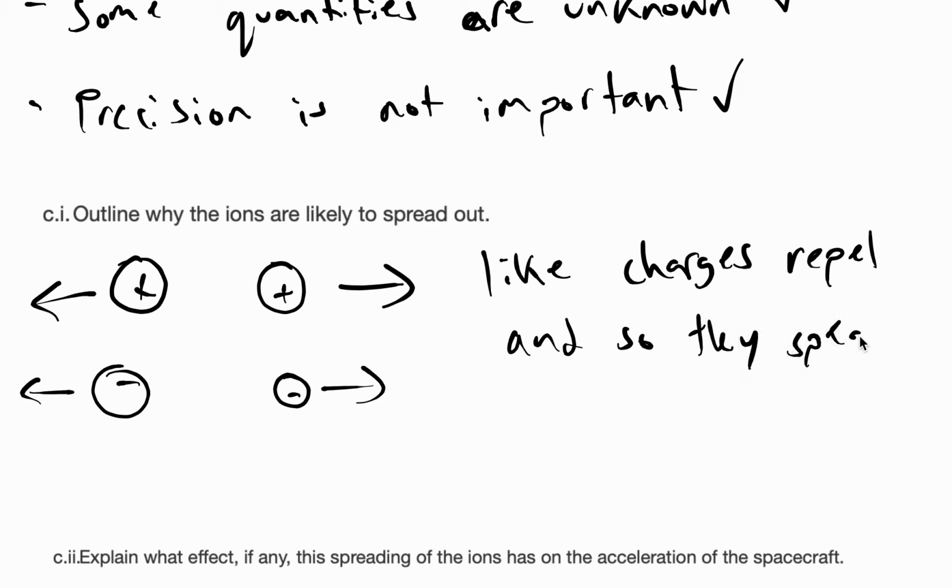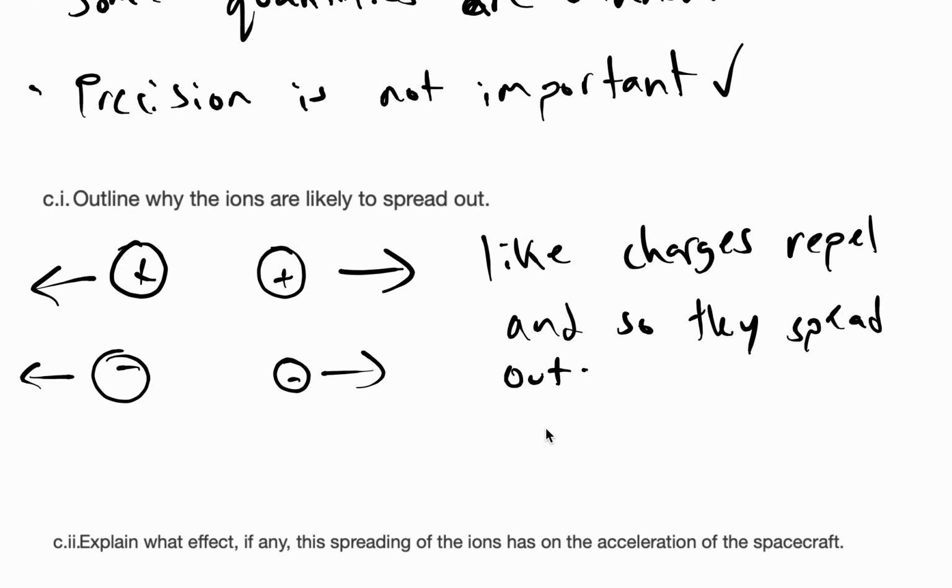This is some theory, but it's nothing that you wouldn't know. It's just simple. They spread out because like charges repel, unlike charges attract. So that's it, because they're same charges.